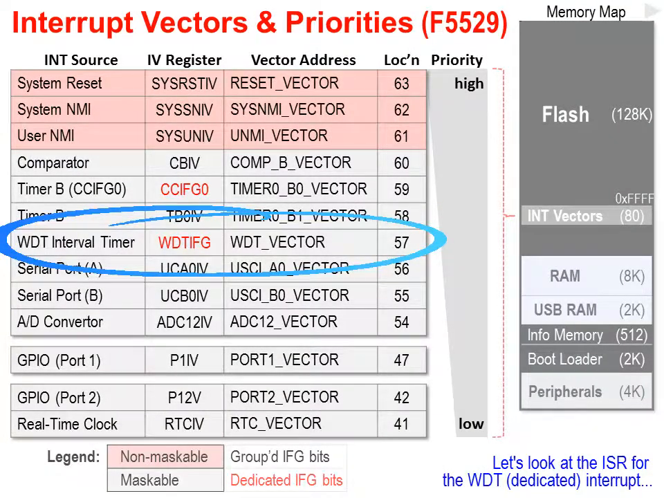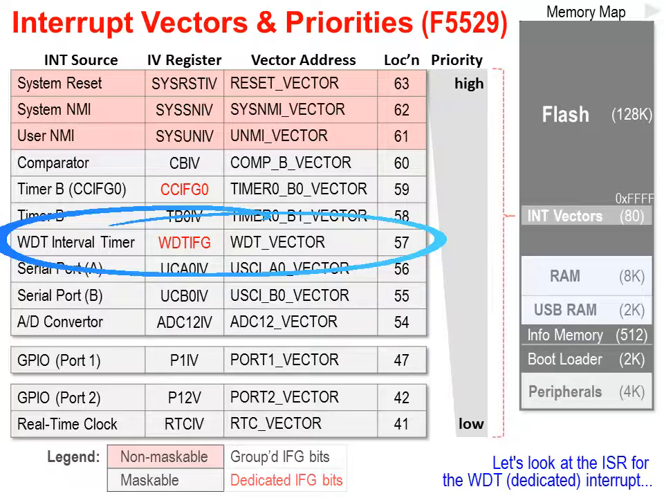Starting with the case of the dedicated interrupt service routine, let's look at the watchdog's interrupt flag vector. Being a dedicated interrupt, our ISR code only needs to respond to a single interrupt condition. Additionally, because it's dedicated, the CPU hardware automatically clears the WDT IFG bit when responding to the interrupt and branching to your interrupt service routine.